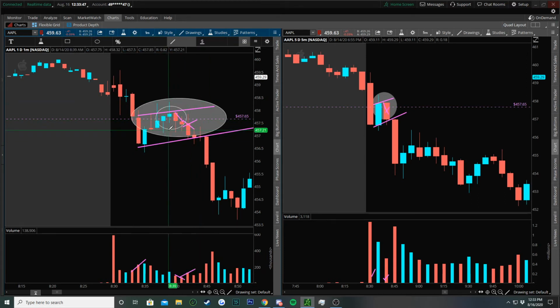Breaking out of the flag helps a lot more as well if you're going off the 5 minute. So that was an amazing break. Then right after that, you had 4 1 minute candles in a row. That's why I say watch the 1 minute a little more, because then you can go for that scalp.